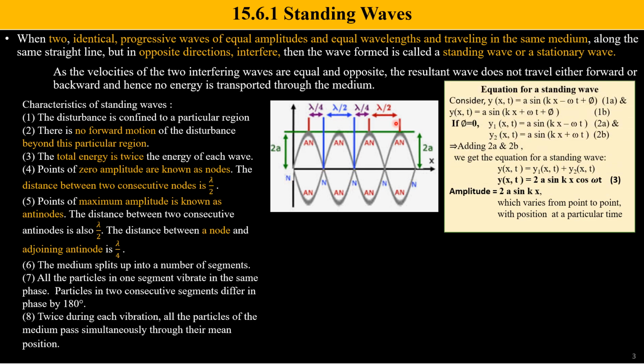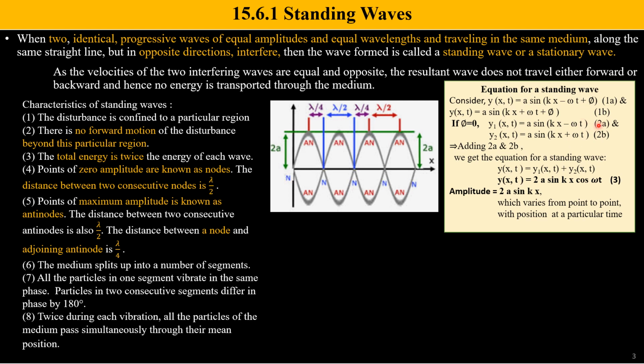Now let us derive the equation for a standing wave. We can represent a wave mathematically as y(x,t) = a sin(kx - omega t). But at the rigid boundary phi is 0. Hence we can write these equations for the incident wave and the reflected wave as y1(x,t) = a sin(kx - omega t), and y2(x,t) = a sin(kx + omega t). Let these two equations be written as 2a and 2b.